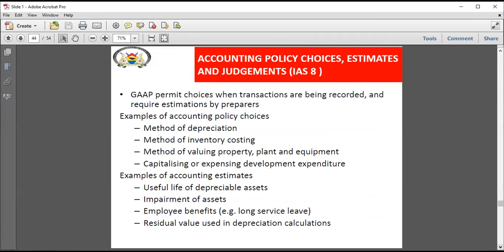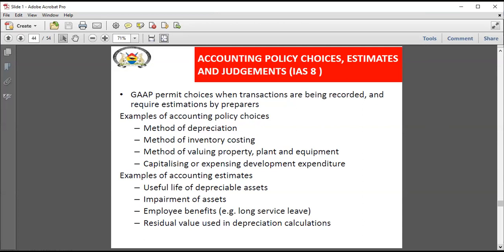We have the accounting policy choices and estimates. This you can basically go through. It's just basically to give you the genesis of where company A goes ahead to say, I'm going to depreciate my assets by 10%, and company B says, I'm going to depreciate my assets by 20%. That all falls within our accounting policies, choices, estimates, and judgments. And that is why you see our companies have finance manuals.